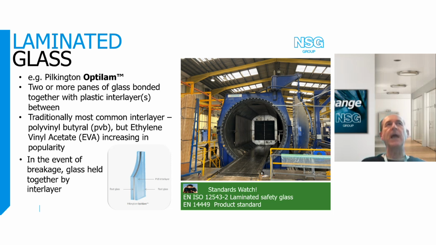The most common interlayer is polyvinyl butyral, or PVB, which is often selected for its good adhesion, predictable mechanical behavior, and ease of manufacture. Due to the manner in which it breaks, laminated glass can achieve a safety glass classification.